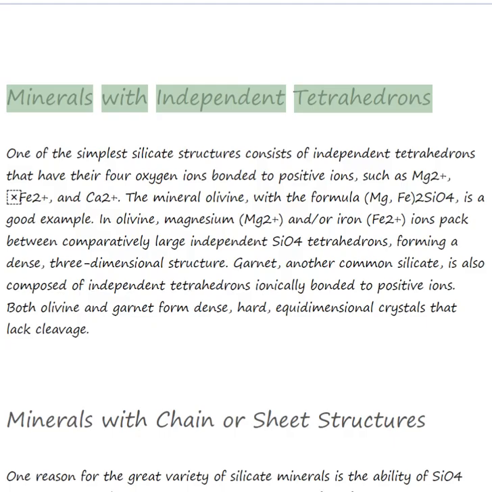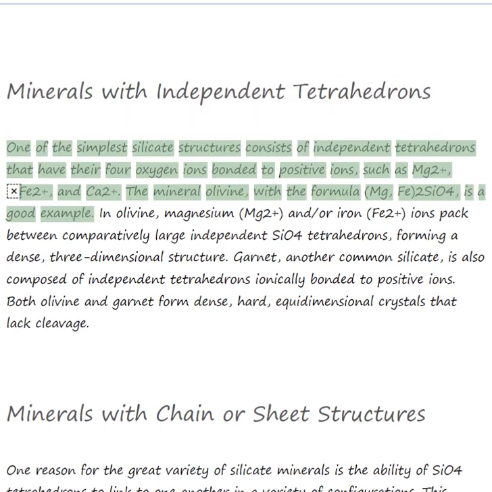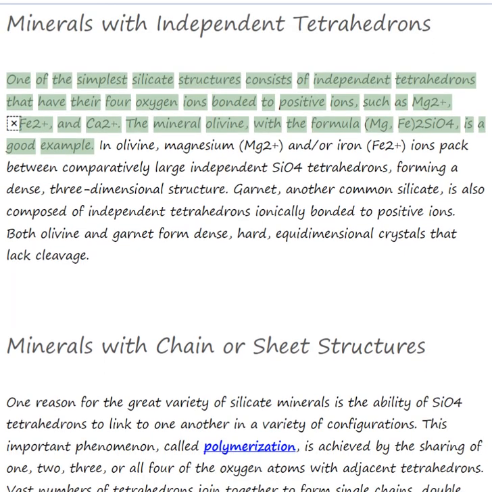Minerals with independent tetrahedrons. One of the simplest silicate structures consists of independent tetrahedrons that have their 4 oxygen ions bonded to positive ions, such as Mg2+, Fe2+, and Ca2+.